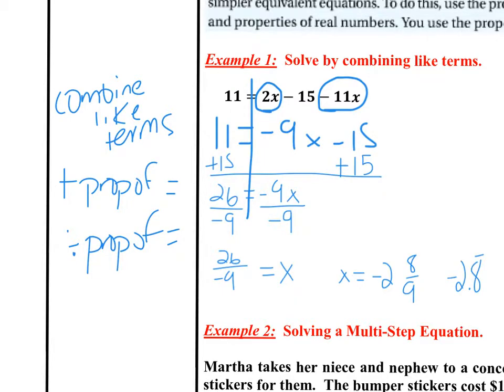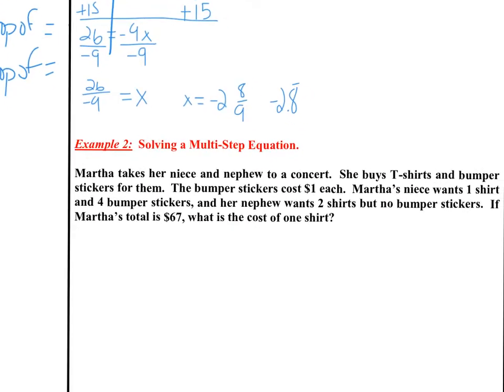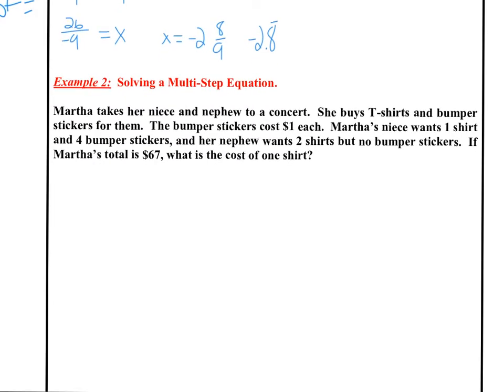All right, let's look at our next one, which is a word problem. Martha takes her niece and nephew to a concert. She buys t-shirts and bumper stickers for them. The bumper stickers cost $1 each. Martha's niece wants 1 shirt and 4 bumper stickers, and her nephew wants 2 shirts but no bumper stickers. If Martha's total is $67, what is the cost of 1 shirt?